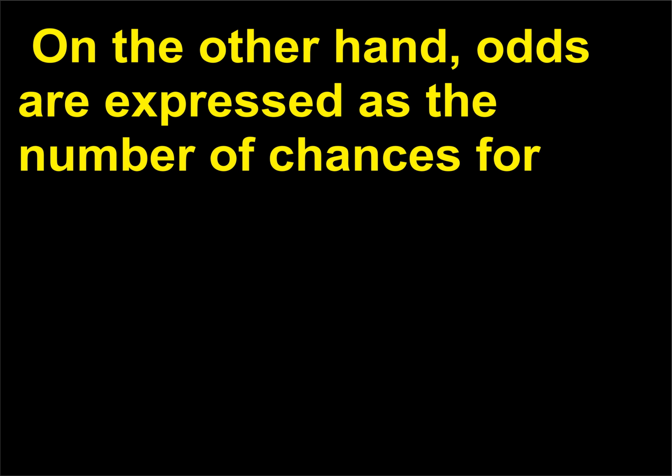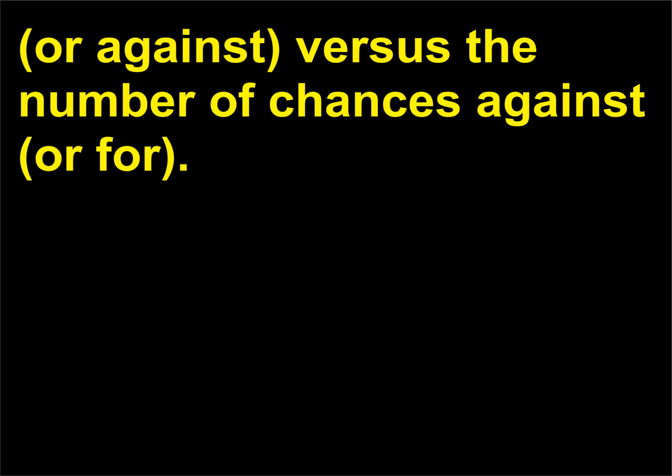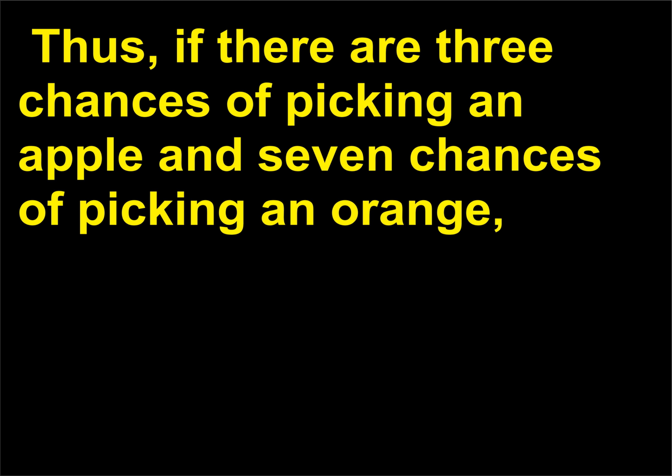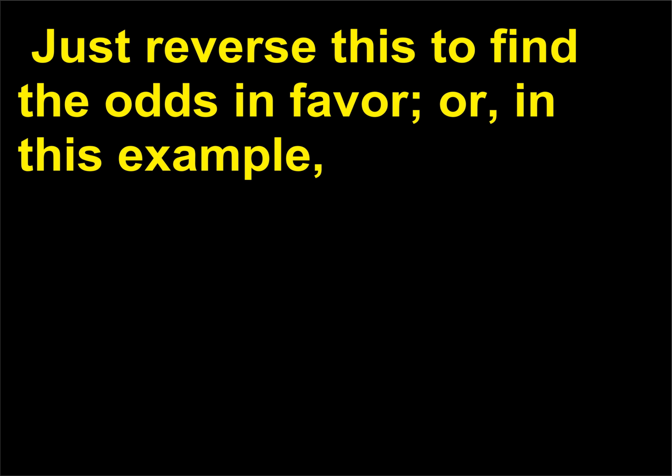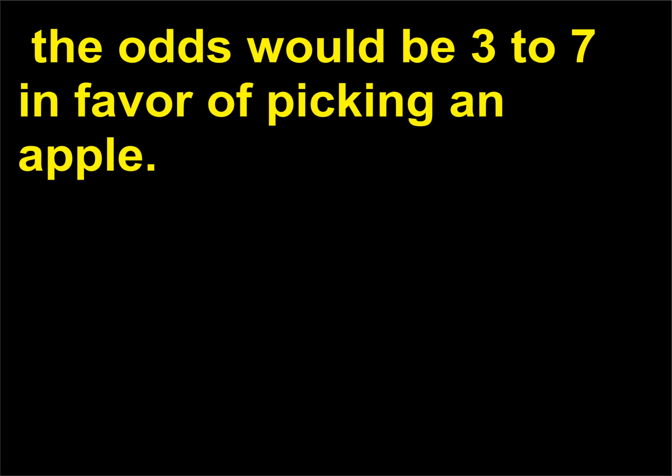On the other hand, odds are expressed as the number of chances for or against, versus the number of chances against, or for. Thus, if there are 3 chances of picking an apple and 7 chances of picking an orange, the odds are 7 to 3 against you picking an apple. Just reverse this to find the odds in favor, or, in this example, the odds would be 3 to 7 in favor of picking an apple.